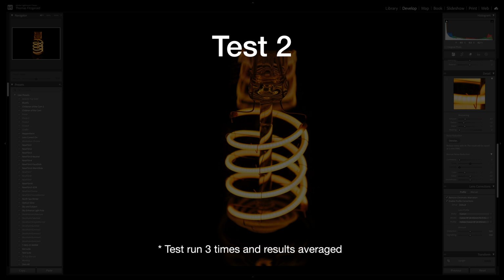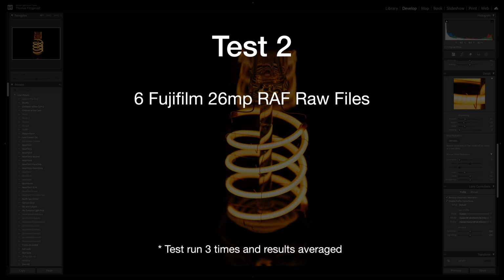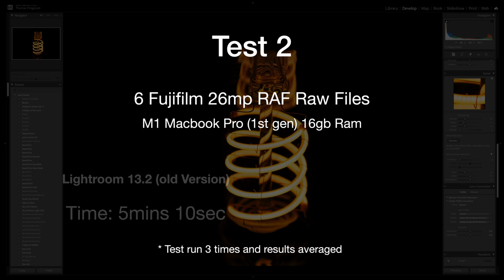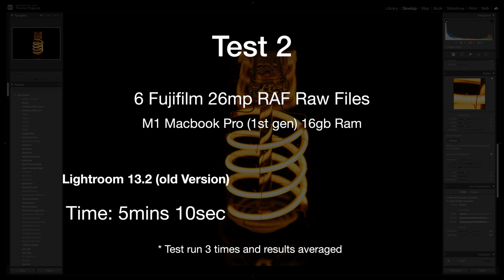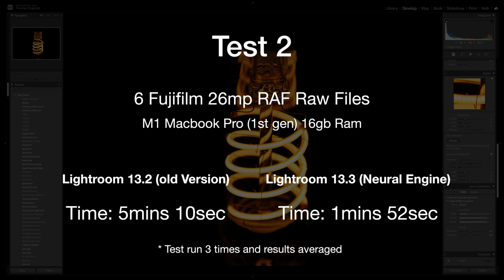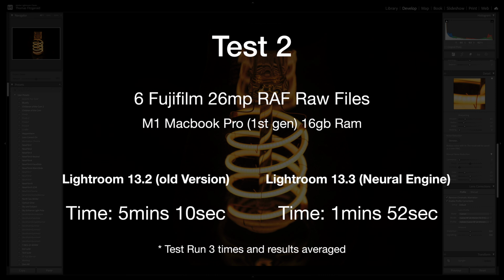I was thinking that's too good to be true. So I ran another set of tests. This time I took some Fuji files. I took 6 Fuji files. And on 13.2, the previous version, it took an average of 5 minutes and 10 seconds. And with the Neural Engine in 13.3, it only took 1 minute and 52 seconds, which again is a big improvement. Now, it's really important to point out here that your mileage may vary greatly depending on the system you're using.